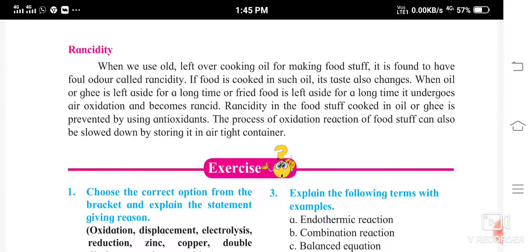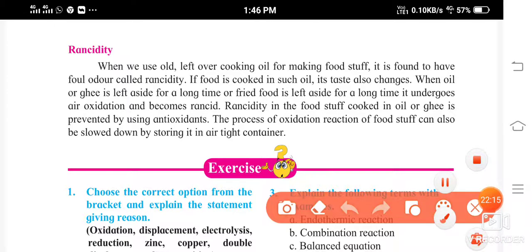Now rancidity. You must have heard of this word. Your mother fries some food items like papad and if you keep it like that for a few days, what happens? You get a bad smell, a bad odor, isn't it? And the taste also changes. So that is called rancidity.